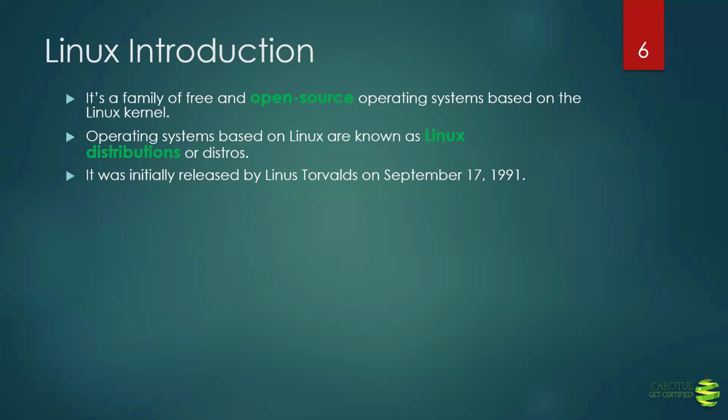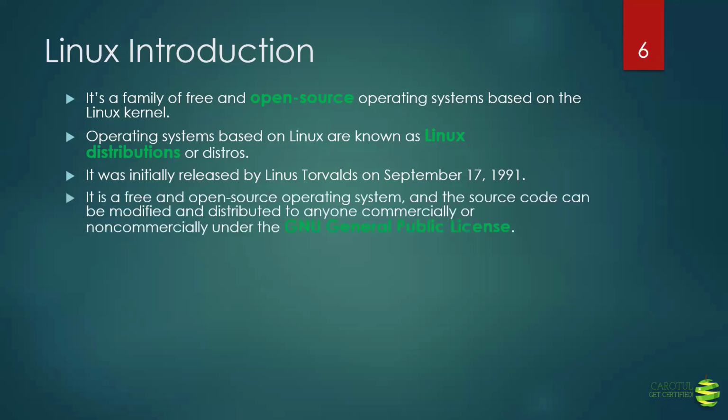So Linus was using Unix in the organization, but he wanted to do some project on his own, and he found out that he could not do it without paying a huge sum of money to use Unix on his personal computer. And that's where he thought, okay, let's create something which doesn't need any kind of licensing, or a very free licensing, which is called the GNU General Public License, GPL. So that's why Linux is a free and open source operating system, and the source code can be modified and distributed to anyone, commercially or non-commercially, under the GNU GPL.